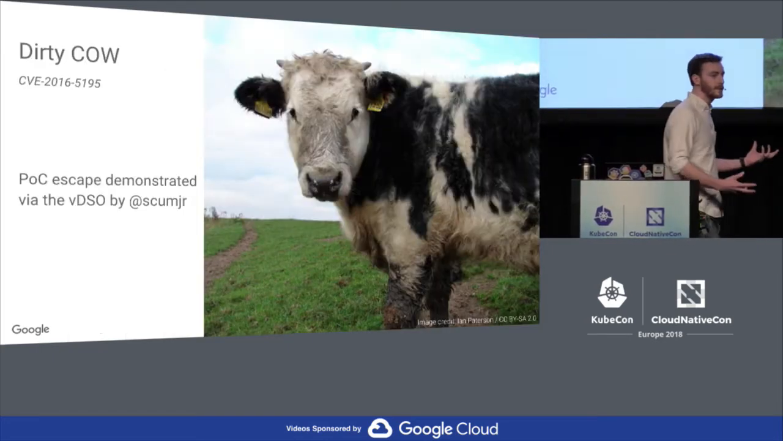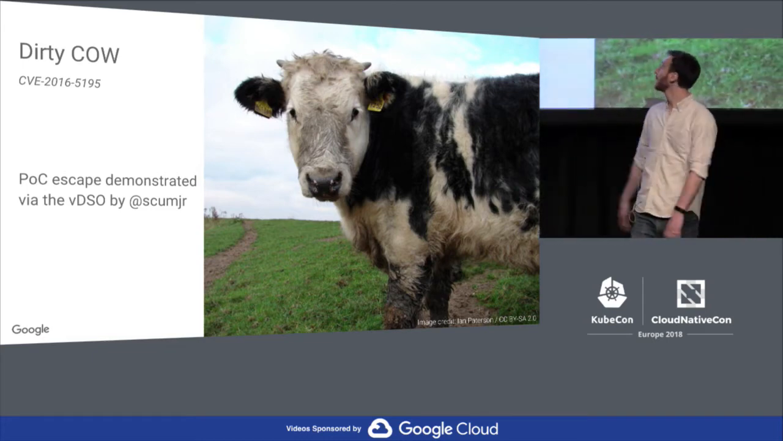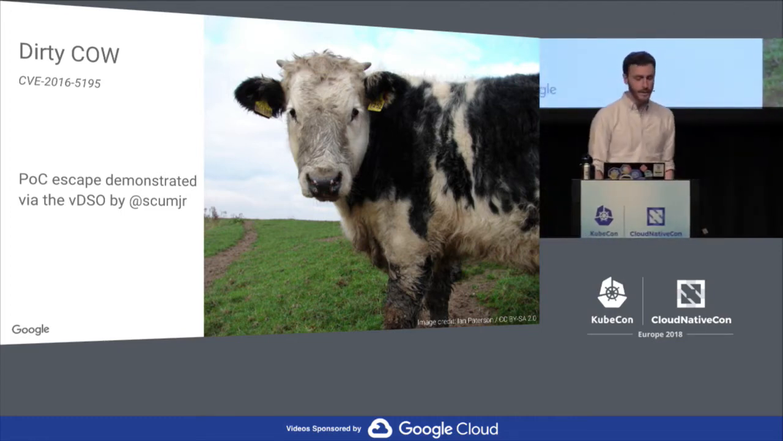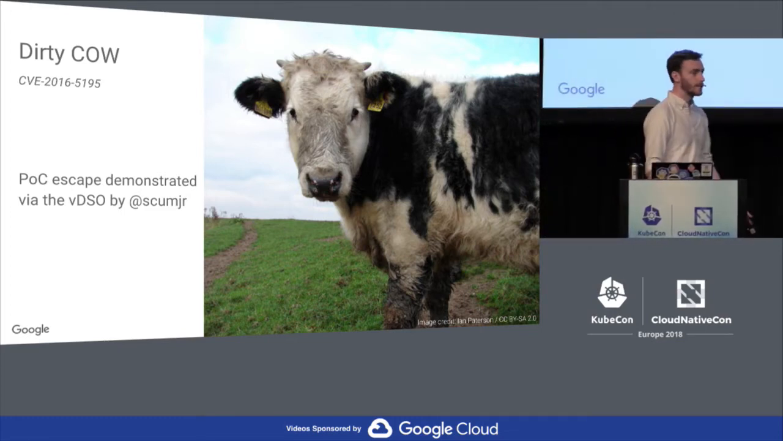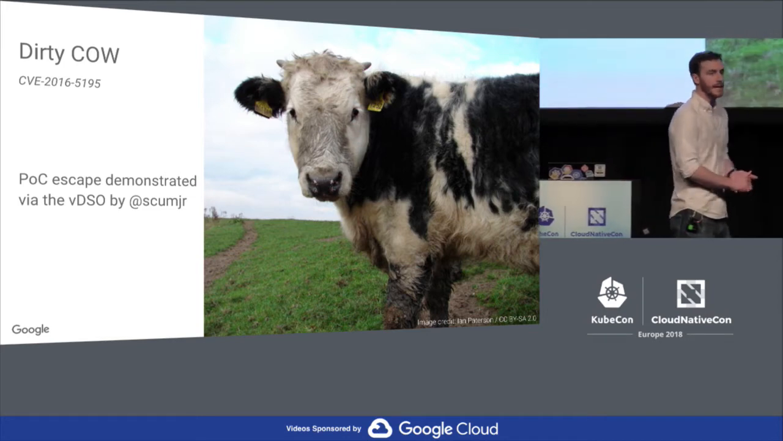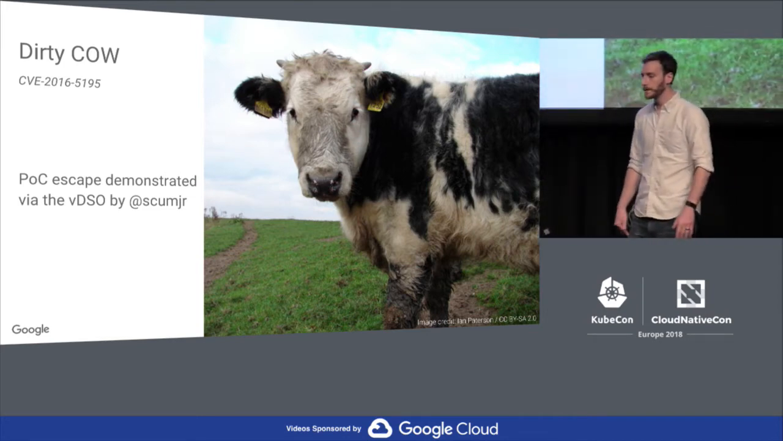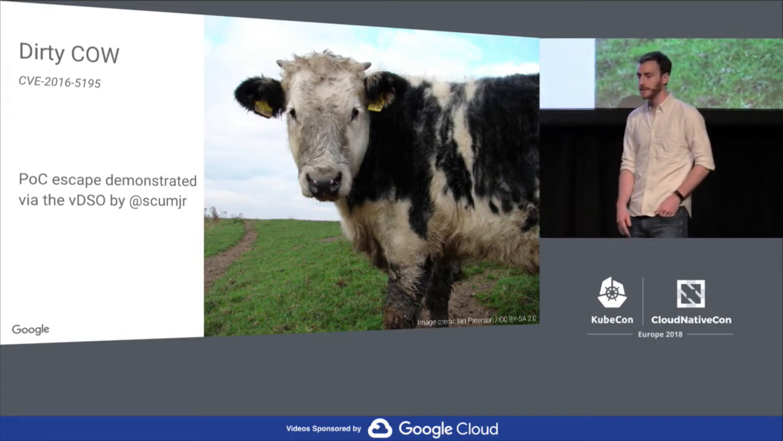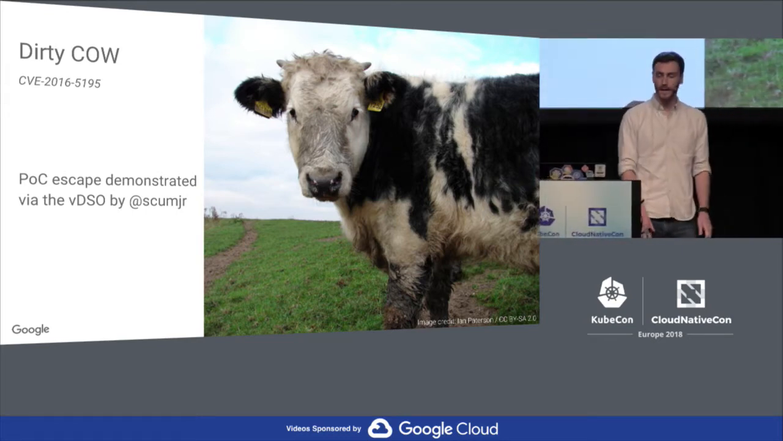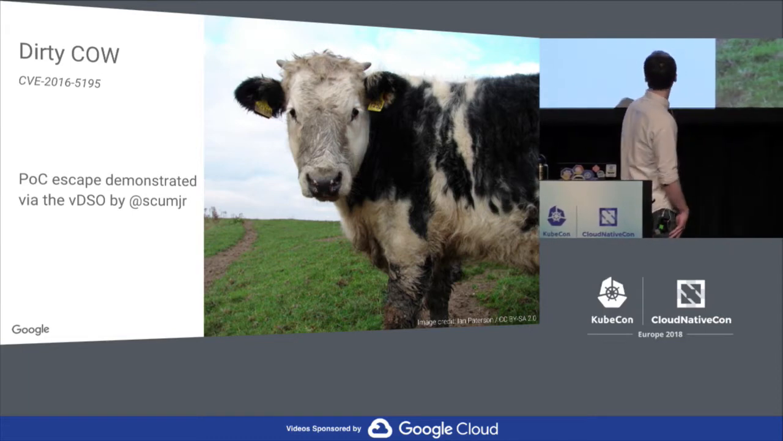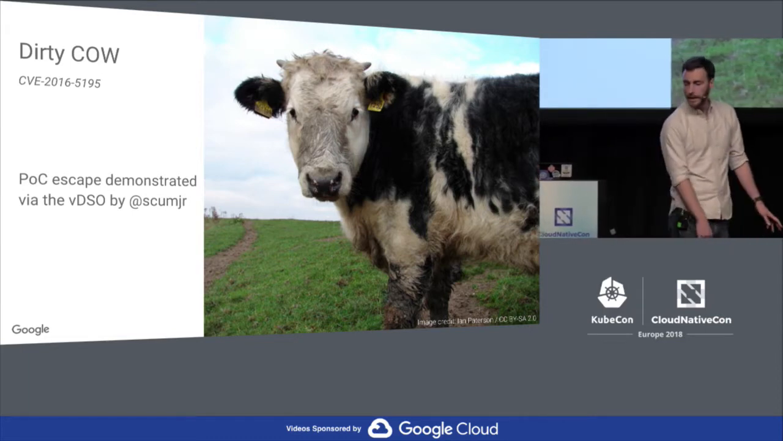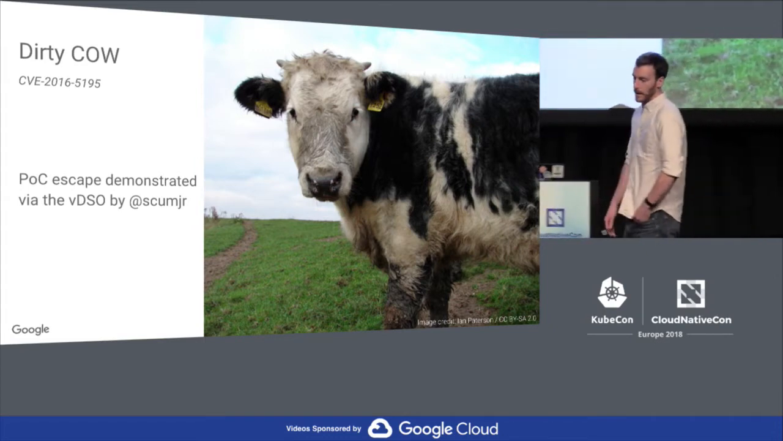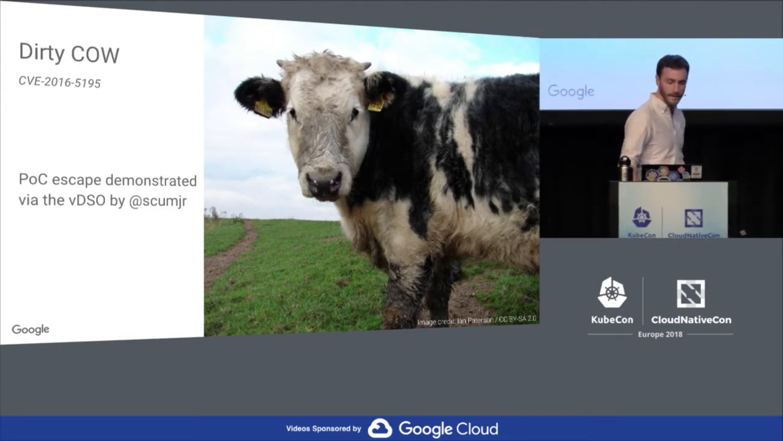But what happens when these features aren't enough? Dirty COW I've already heard mentioned a few times at this conference. This was a vulnerability that came out 2 years ago. It's a race condition in the copy-on-write memory handling of the Linux kernel. And there's a cool proof of concept escape demonstrated via the virtual dynamically shared object that is injected into every process in Linux. And I'll link to that at the end.